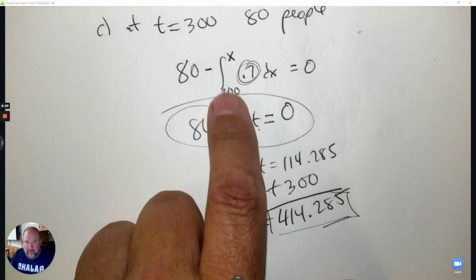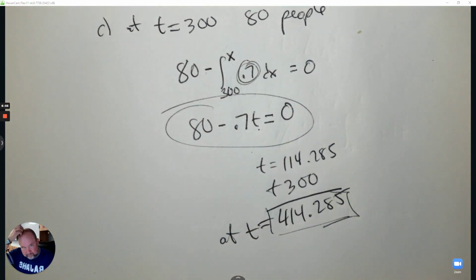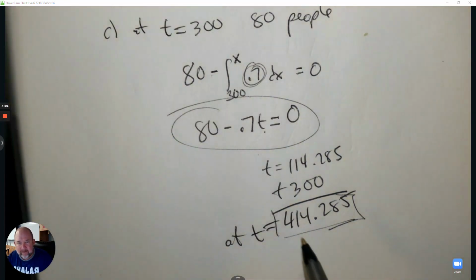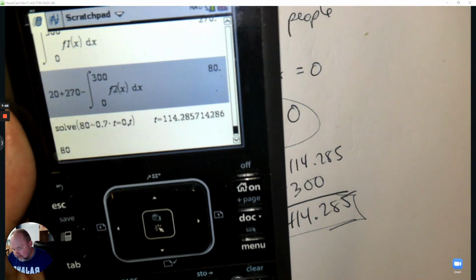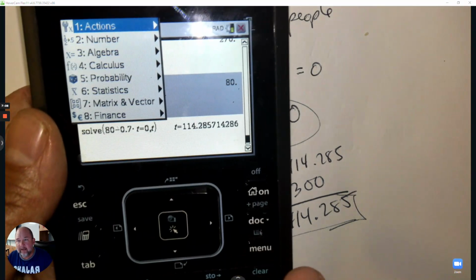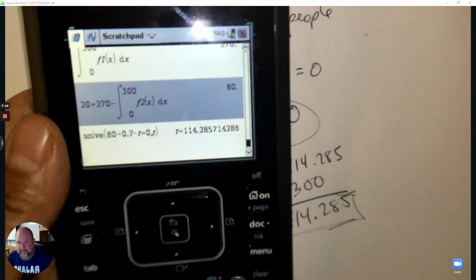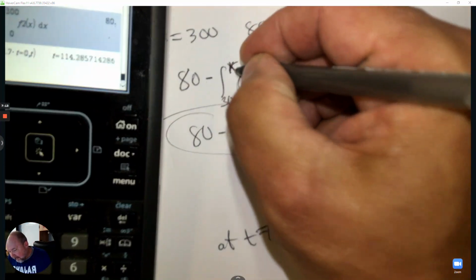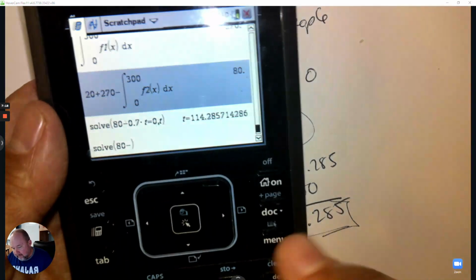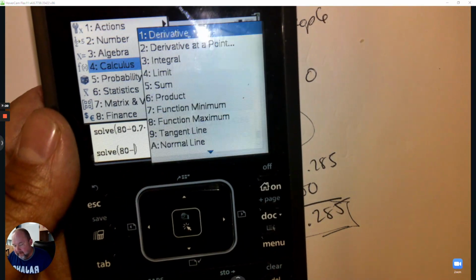We could also set up an equation to solve here. I shouldn't really use x. Let me see if I can type that in. So 80 subtract, oh wait a second, I'm solving an equation. So menu, algebra, solve, 80 subtract, I'm going to use k instead of x, a different letter. And then I'm going to integrate, menu, calculus, integrate.